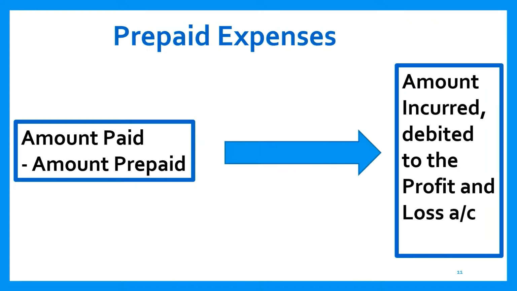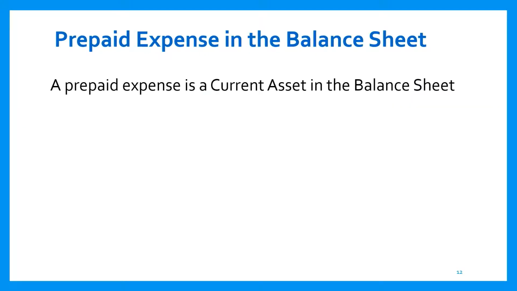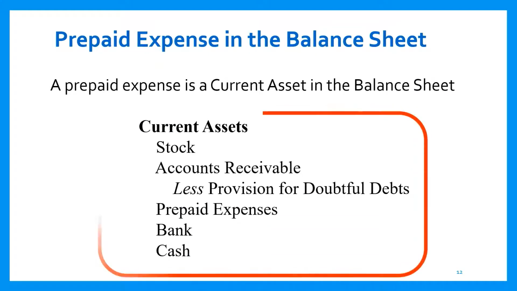For prepaid expenses, the amount debited in the profit and loss account is arrived at by subtracting the amount prepaid from the amount already paid. A prepaid expense is a current asset in the balance sheet. Notice that prepaid expenses is entered after accounts receivable.